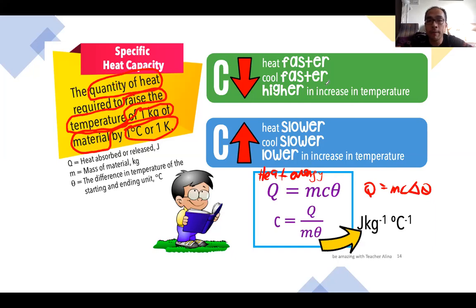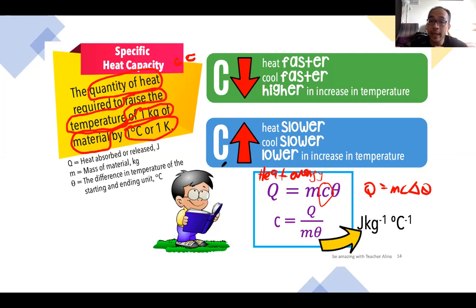So if we take a look at this comparison, if the value of your c is small, c is specific capacity, ini symbol untuk specific capacity guys. The symbol is small c. So if your value of the c is small, this is what it means. It will become hotter faster, it will become cooler faster, and the increase in temperature will be higher. Increase or decrease lah. Sebab dia punya suhu akan meningkat dengan cepat. So you will have a higher increase in temperature.